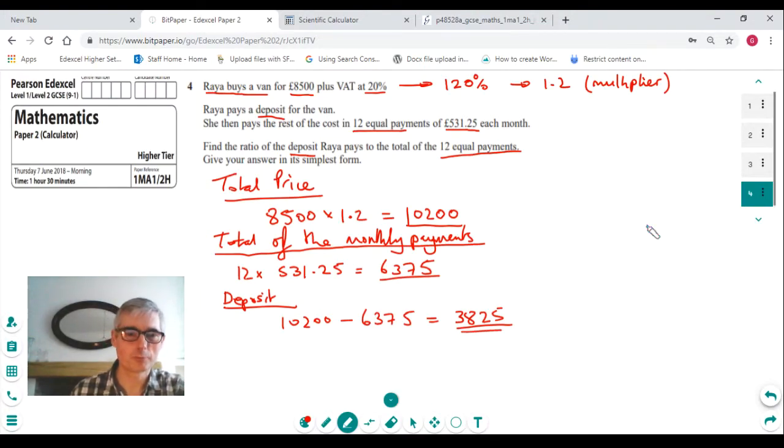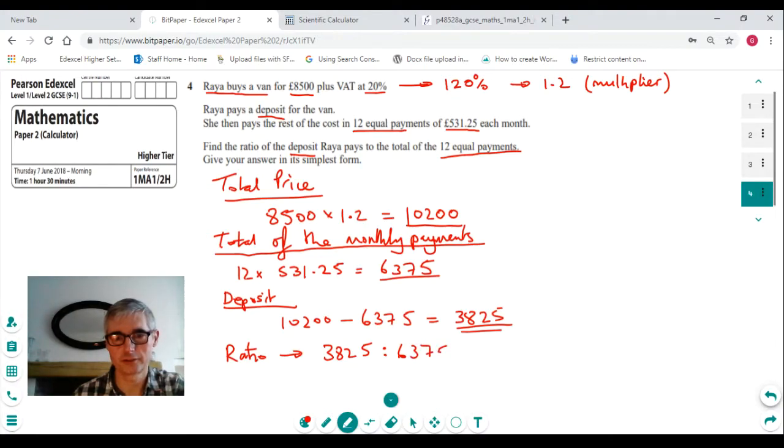What we need to do now is we're looking for the ratio. And we've got to get this in the right order. So the ratio is the deposit to the payment. So that's the order we're going to do it. So it's 3825 to 6375. Okay. Now we're almost there, but we're actually asked to find it in its simplest form, which means looking for common factors of this and trying to cancel it like a fraction.